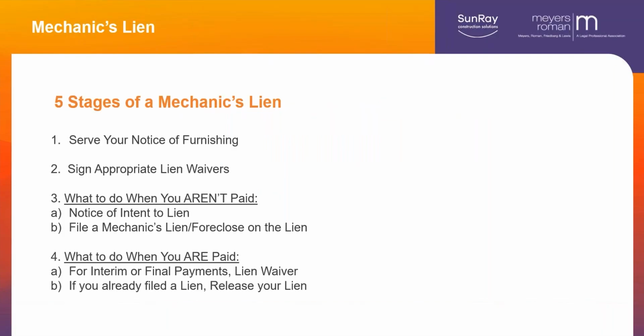So let's look at a mechanics lien. If you are a subcontractor supplier, you have to serve your notice of furnishing. First, you want to find the notice of commencement, but you're always going to serve a notice of furnishing. Sign appropriate lien waivers along the way. We already talked about that. We don't want them to be too broad.